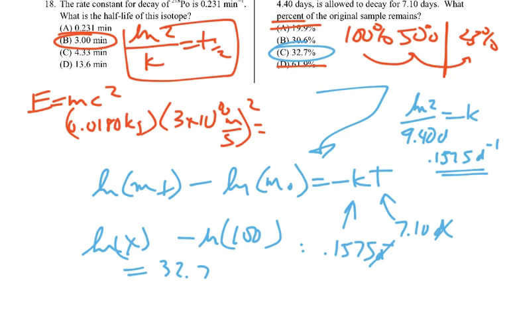So it's a math problem. You've got to do the natural log of 100. We've got to multiply those two numbers. And then what we're going to do is put that together, take e to both sides, and we come up with 32.7.